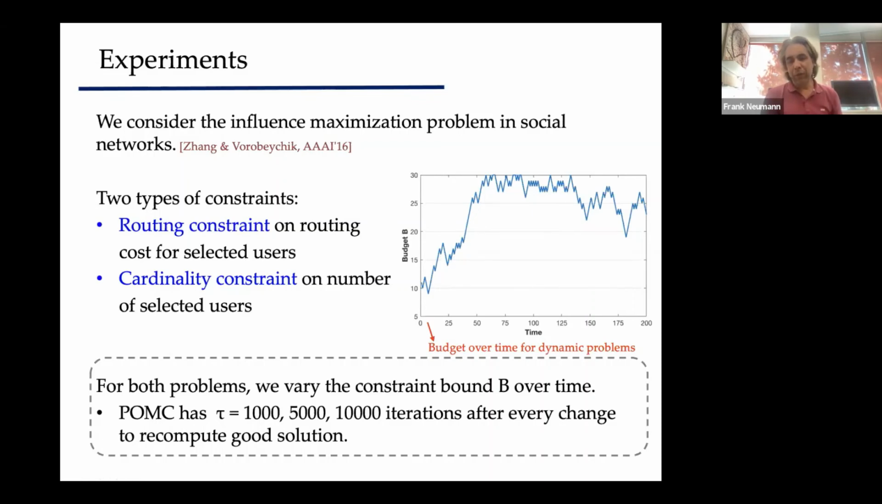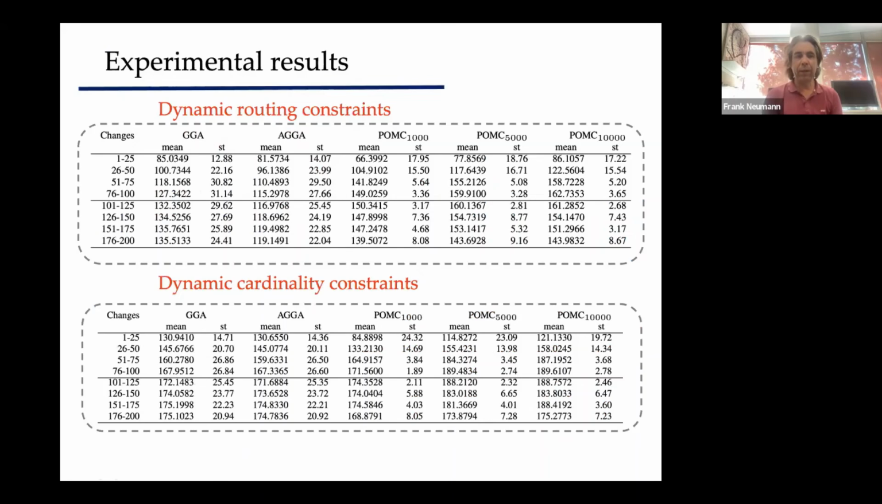Of course, if I give you a new budget, you can always run the greedy algorithm and you would also get the same approximation. And what we did, we then compared the greedy algorithm, which is this one, the GGA. This is the adaptive one, where we showed that the approximation is not that good. And these are just the evolutionary multi-objective algorithms with 1000 iterations that you can do between dynamic changes, 5000 or 10,000.